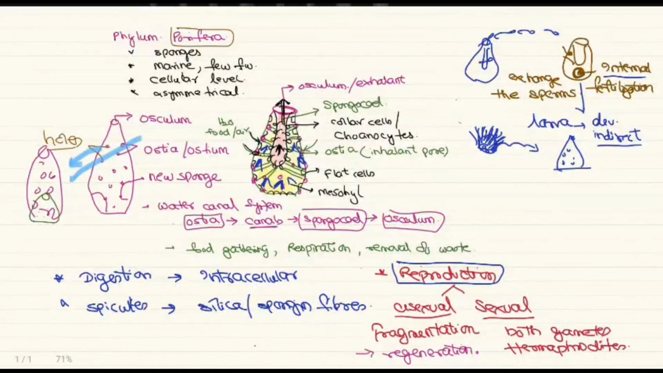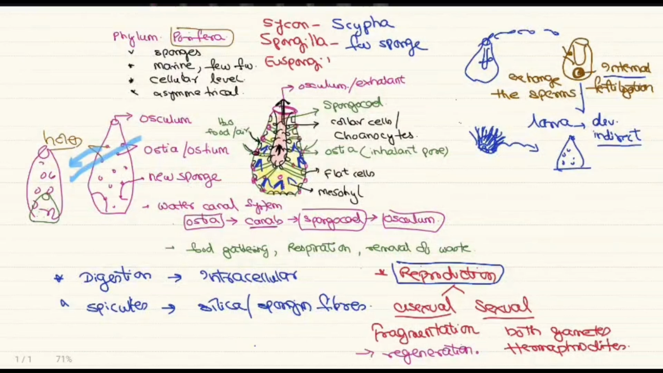Right? So let's quickly see some of the examples of phylum Porifera. So phylum Porifera, you have to follow your textbook also. The common examples are Cycon. Cycon is also commonly called Scypha. Spongilla. Spongilla is a freshwater sponge. And Euspongia. And Euspongia is called a bath sponge.